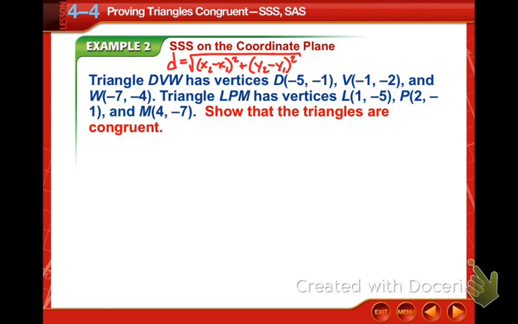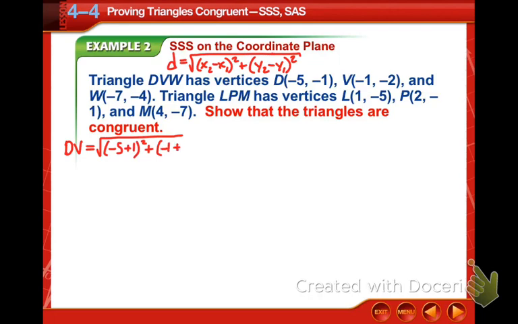So now, with this problem, we're going to have to use that distance formula 6 times. We're going to find 3 sides for one triangle, and if the other 3 sides for the other triangle match up, then we have 2 congruent triangles. So we're going to start with side DV. And our x's are -5 and -1. It doesn't really matter which one you choose to be which. I just like to go in order. And our y values are -1 and -2.